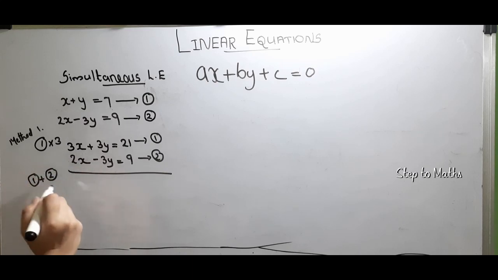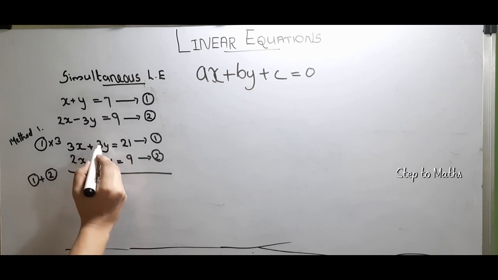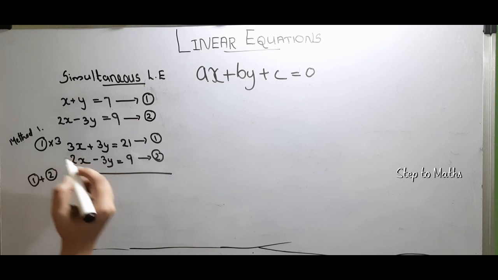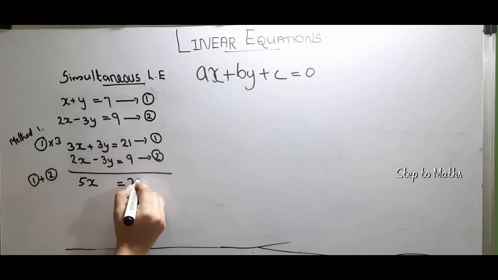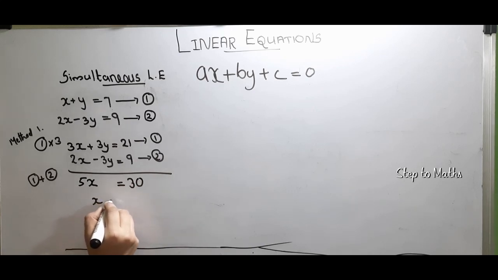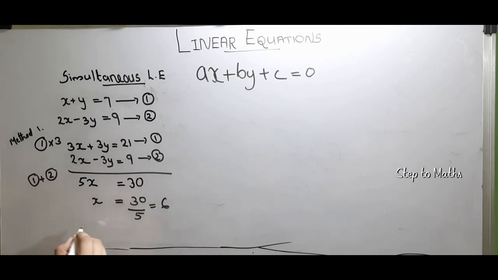3x + 2x is 5x, and +3y plus -3y is cancelled. 21 + 9 = 30. So 5x = 30, which implies x = 30 divided by 5. Now we get the value of x = 6. Then how can we find the value of y?